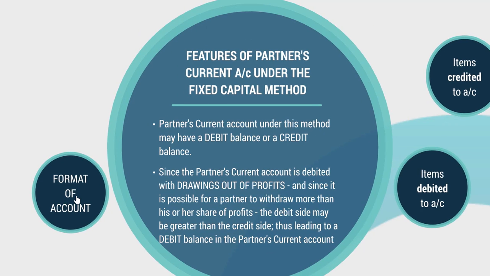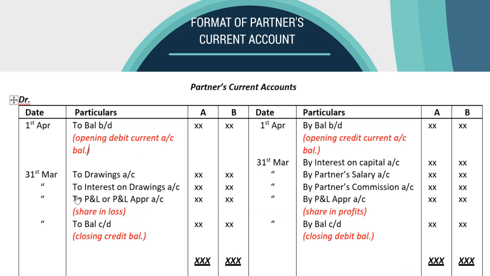Now let's go to the format of the partner's current account in this method. We'll start with the credit side. We have a balance brought down as on the beginning of the year, which is on 1st April. At the end of the relevant accounting period, the partner's current account is credited with the interest on capital, the partner's salary, the partner's commission, and his or her share in profits.